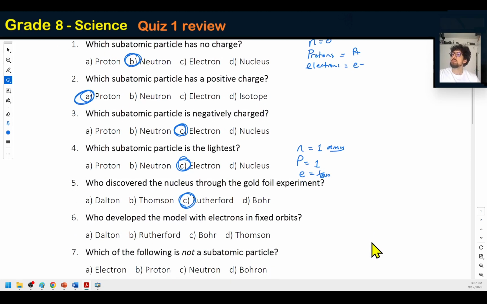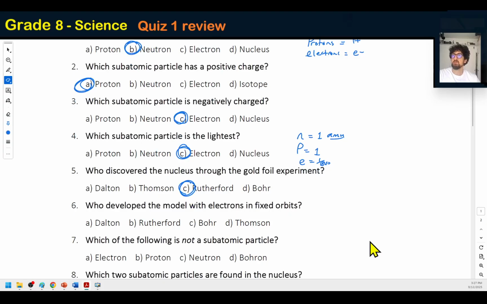Who developed the model for the electrons in fixed orbits? Remember we have different models. The one that said it was like a planetary model, where there's a nucleus and then electrons all around like planets, the guy who said that was Niels Bohr. Let's keep going. Which of the following is not a subatomic particle? Well, we heard about electrons, protons, and neutrons, but nobody's heard about bohrons. So that is not a subatomic particle.